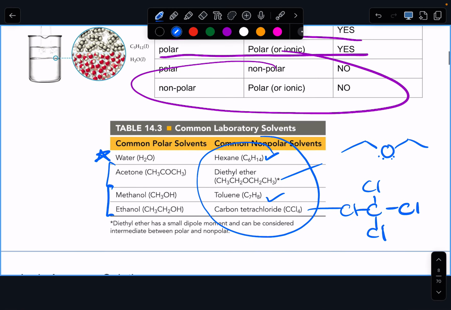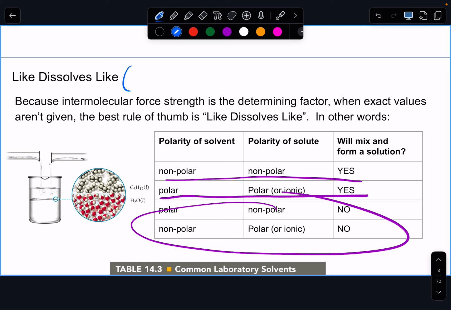So when we talk about "like dissolves like," we're really talking about covalent molecules, because those are the ones that technically have polarity, right? Polar or nonpolar. Now I realize here I say ionic. Now if you have something that's polar and something that's ionic, so water and salt, it's very possible that it will dissolve, but you really need to consult the solubility rules to know for sure.